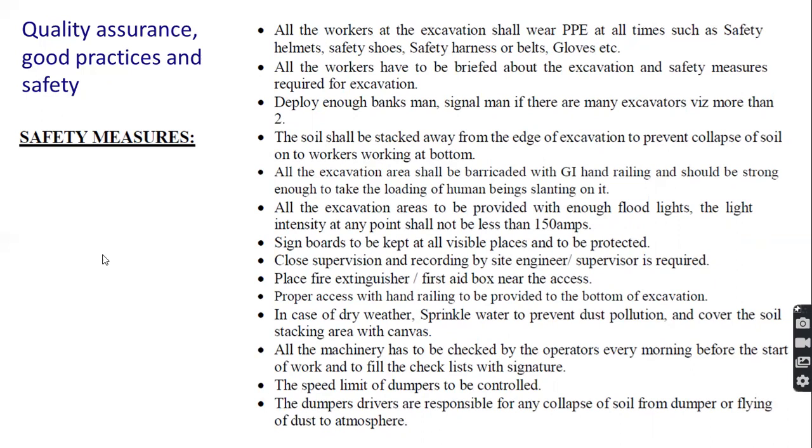So if you have, let's say, about a 3 meter heap of soil, it creates a surcharge of about 45-50 kilopascals. So if the wall excavation support system is not designed to sustain such loads, it can have a lot of problems, and if it rains, the excavated soil absorbs water and the weight goes up, and the problems can be severe.